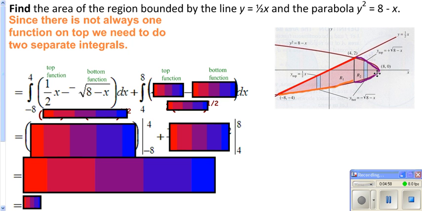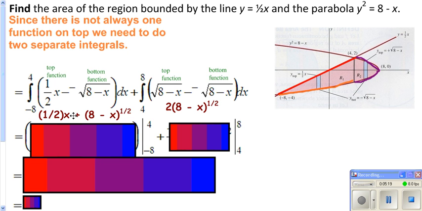Now when we do this one here, we've got to take our top function, which is the positive root, minus the bottom function, which is the negative root, so that's why we're subtracting a negative. By the way, this right here does simplify a little bit. It gives you 2 of those roots. This here does simplify just a little bit.